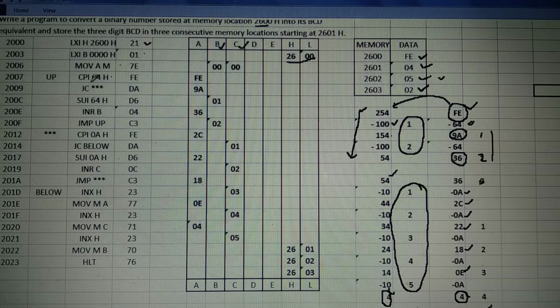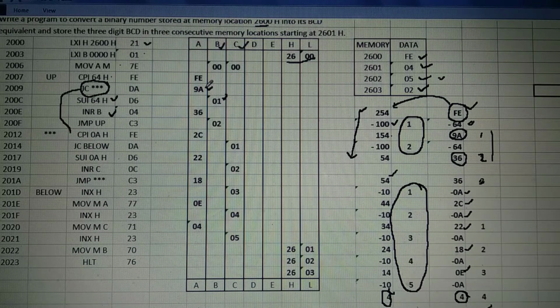If carry is not there, that means the number is greater. If the number is less, then the carry flag is set. If the carry flag is set, then you have to compare the number with A, that means 10. Otherwise, subtract 64 and increment B.